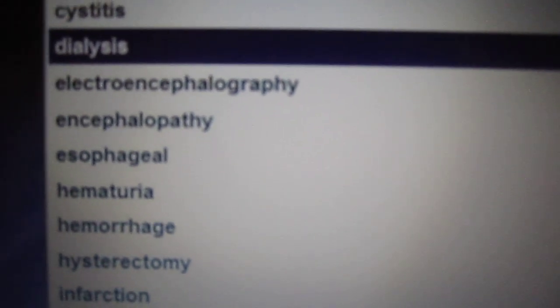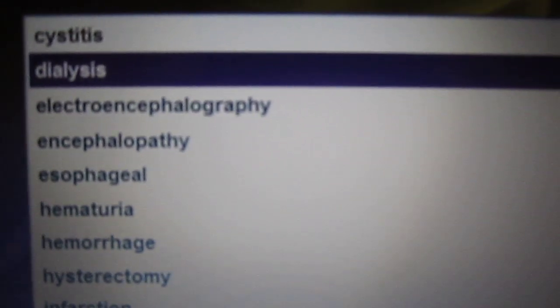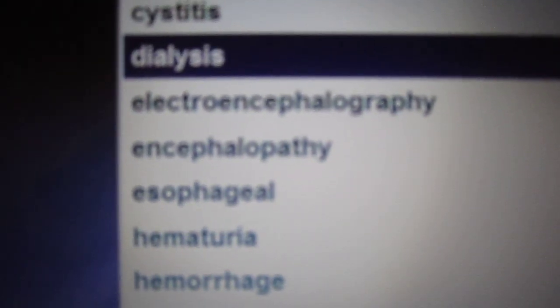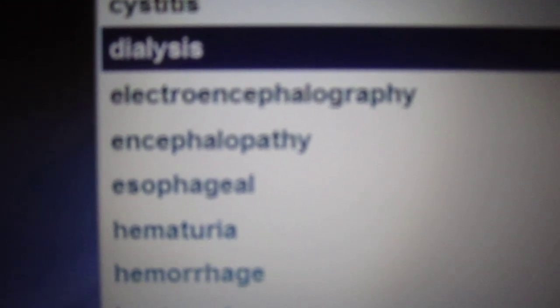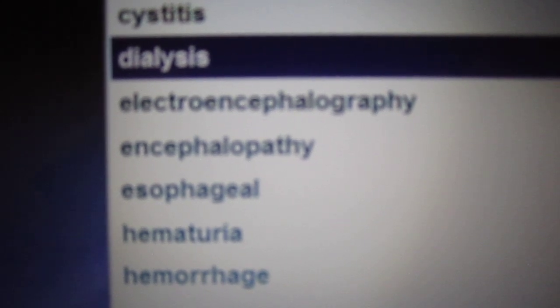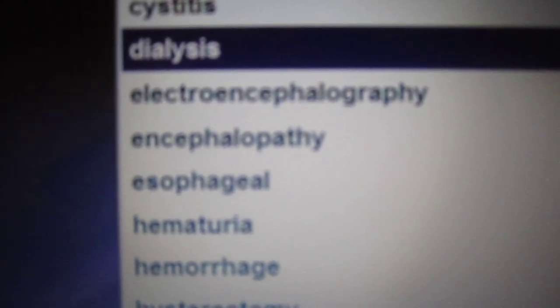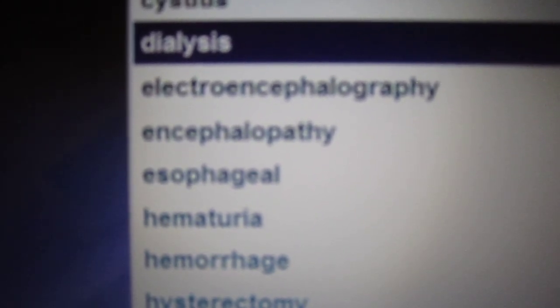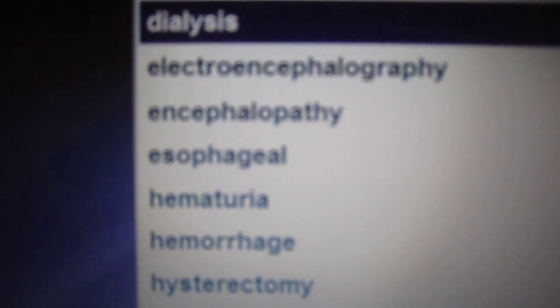Dialysis. The prefix dia means complete or through. Lysis means separation. Dialysis literally means complete separation. When the kidneys fail and can no longer separate wastes, such as urea, from the blood, a dialysis machine must perform this vital function.